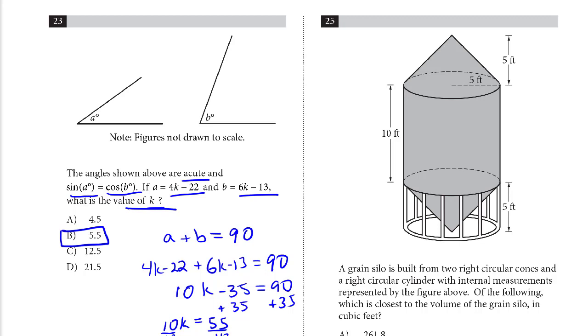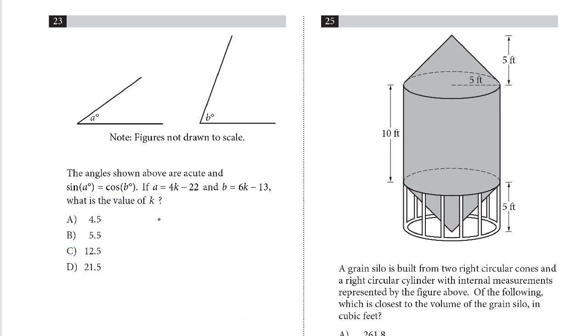Let's redo this. Okay, I know 4k minus 22 plus 6k minus 13 equals 90. The sum of the angles A and B equal 90 because the cofunction rule indicates that these are complementary angles. Sine equals cosine. The angles must sum to 90 or be complementary.